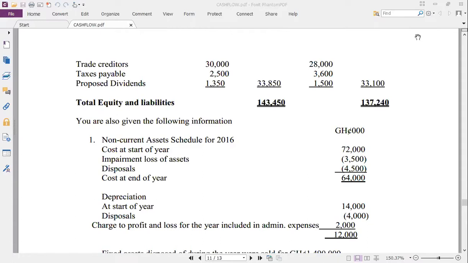Is it possible you depreciate an asset and still have an impairment on that same asset? Oh yes, you can still depreciate an asset and still have impairment. Because if you go to the cost model, what does the cost model say?